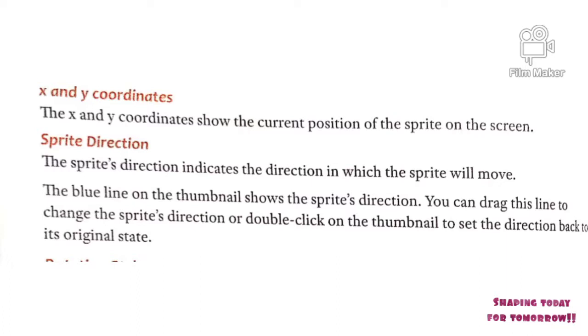Okay. Sprite direction. The sprite direction indicates the direction in which the sprite will move. The blue line on the thumbnail shows the sprite direction. You can drag this line to change the sprite's direction, or double click on the thumbnail to set the direction back to its original state. So students, sprite direction shows the direction in which the sprite will move. There is a blue line on the thumbnail which you can see in figure 7.9 also. The blue line will show the direction in which the sprite will move. Okay. If you want to change the direction, what you have to do is drag. Okay. So whenever you double click on the sprite, it will come back to its original state.